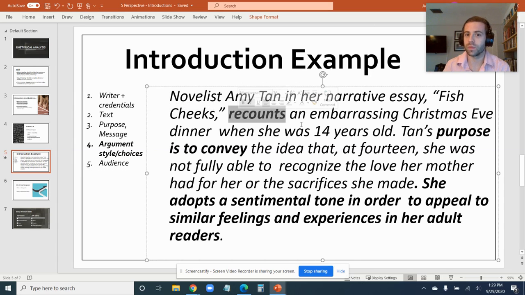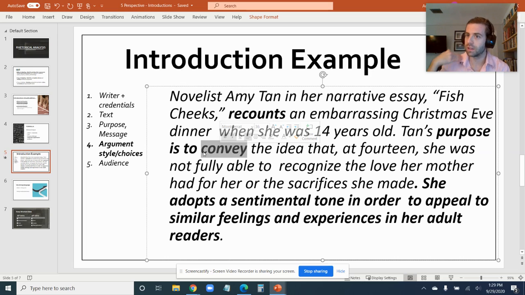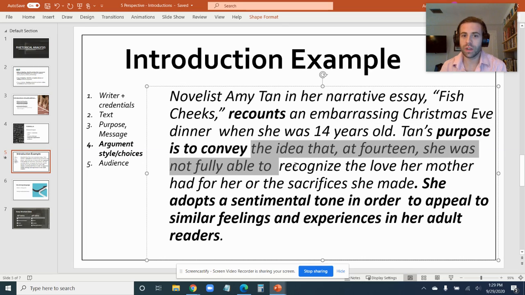And notice that awesome verb, recounts. Doesn't just say writes a story, or tells about an embarrassing Christmas Eve dinner. Recount is a much more powerful verb than says or tells or writes. Tan's purpose is to convey, clear addressing of purpose, and then she goes into message here too. And again, love that verb convey. Like, this is what I'm trying to express. This is what I'm trying to get my audience to understand, to convey. The idea that at 14, she was not fully able to recognize the love her mother had for her or the sacrifices she made. Boom.